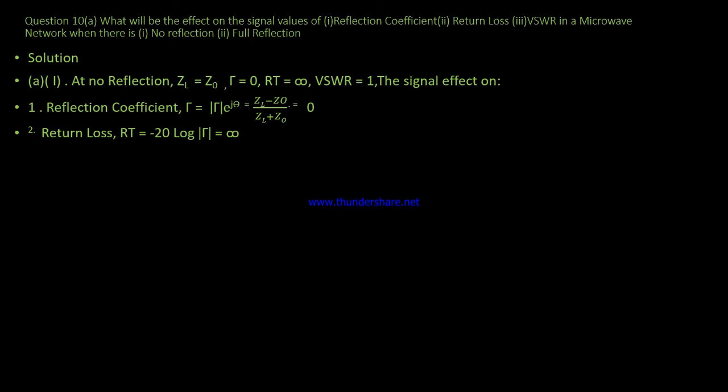Solution. At no reflection, the load impedance is always equal to the characteristic impedance. The reflection coefficient is always 0, the return loss is always at infinity, and the VSWR is equal to 1.